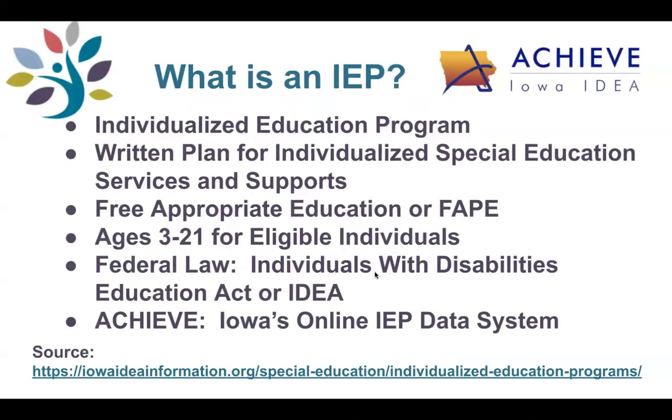What is an IEP? It is an individualized education program. It is a written plan for individualized special education services and supports. It ensures a free and appropriate education, or FAPE. It is for students of the ages 3 to 21. It falls under a federal law that is called the Individuals with Disabilities Education Act, or IDEA. And these IEPs are found on the system Achieve. It's Iowa's online IEP data system.